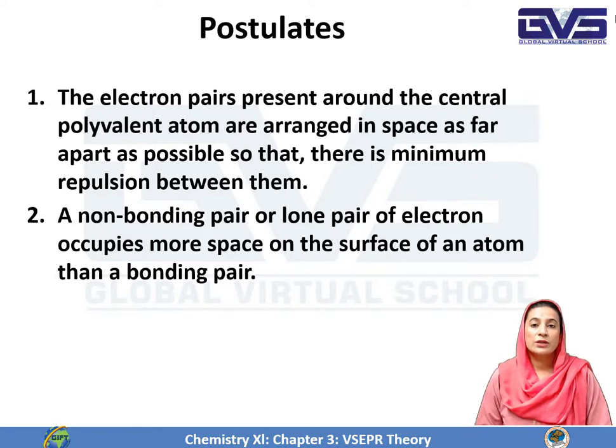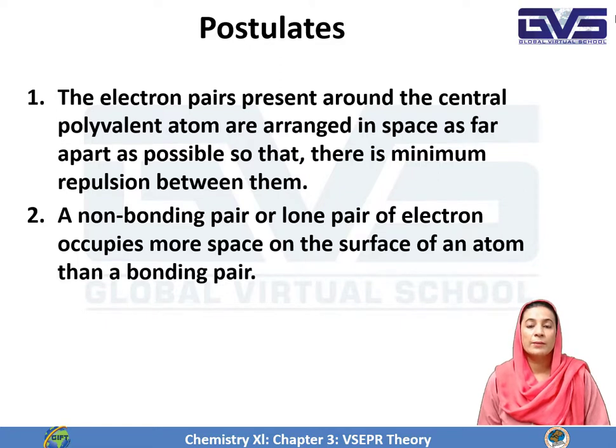And the second postulate is non-bonding pair or lone pair. Again, I am repeating, electrons which do not participate in the formation of bonds are called non-bonding pairs, or they are also called lone pairs. They occupy more space on the surface of an atom as compared to bonding pairs.